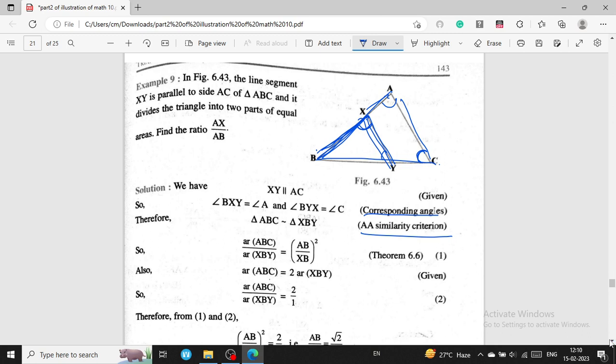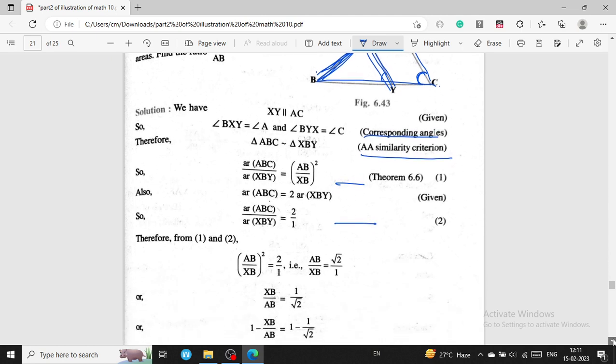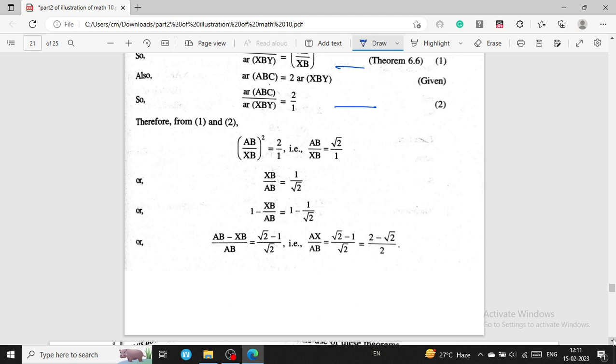Area of triangle ABC is equal to twice the area of triangle XBY, and so area of triangle ABC over area of XBY is equal to 2 by 1. That is your second equation. This is your first equation. Now you can see from the first and second equation, it is proved that AB over XB whole square is equal to 2 by 1.